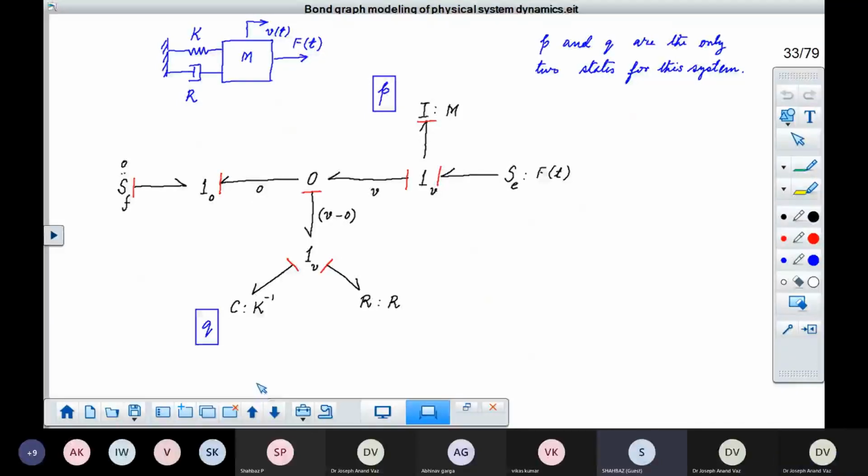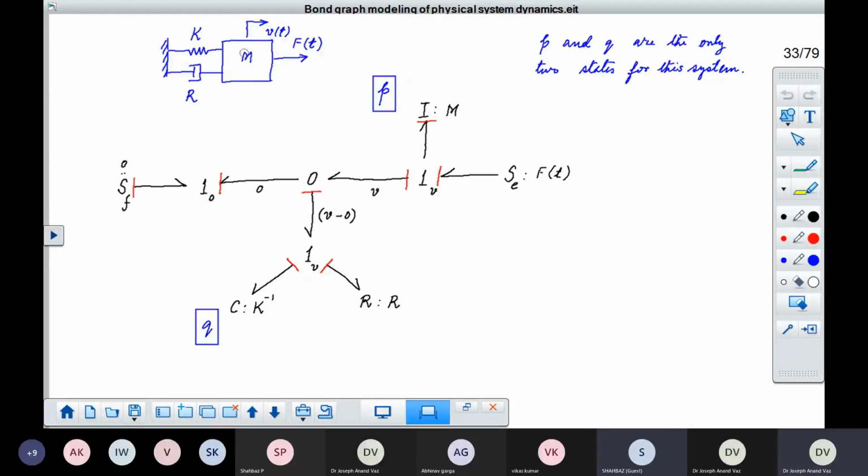Now let us take this simple spring mass damper system, which you are quite familiar with, and see how we can prepare its model. For this system, we can start with the motion of this end, which is zero. It's fixed. So we have this one junction whose velocity is zero, representing zero flow.